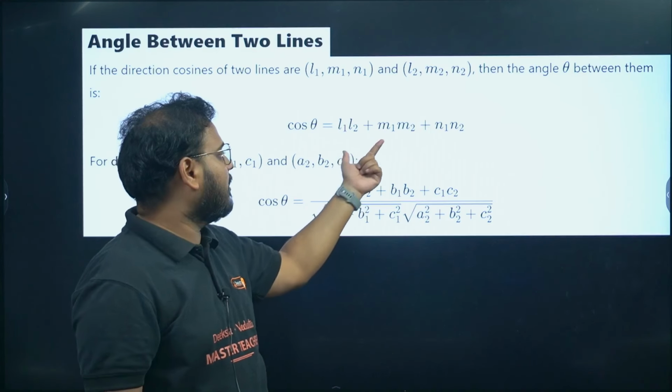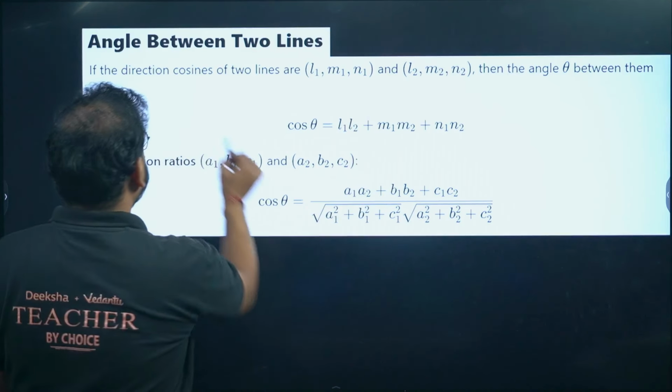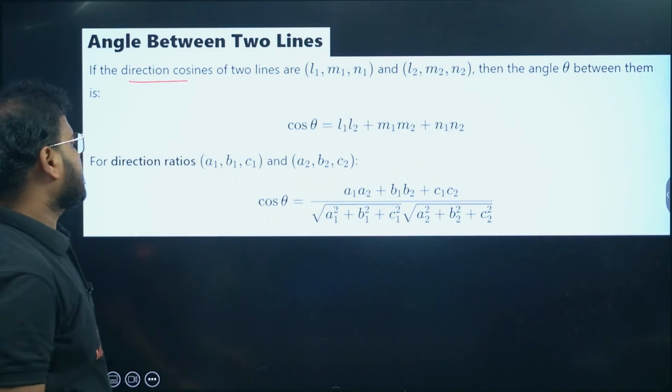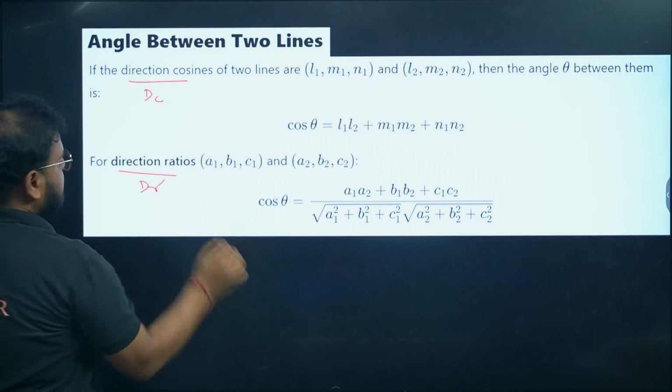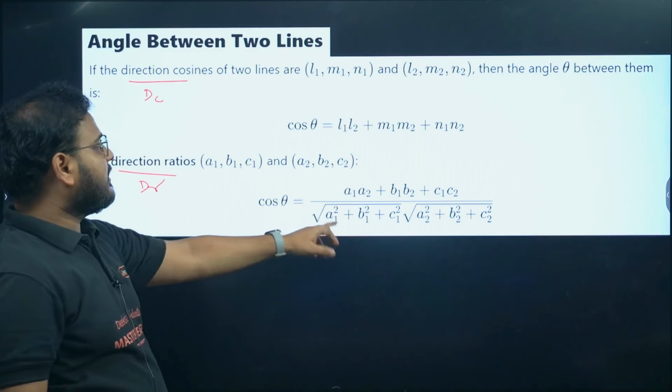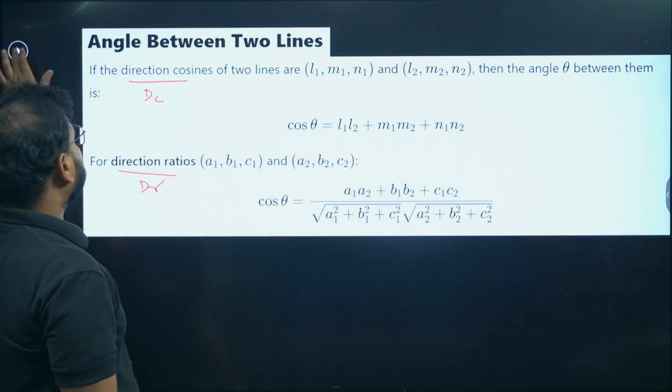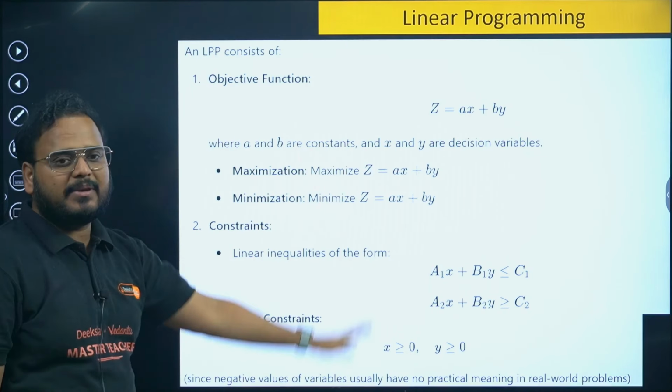The l1, l2, m1, m2, what are these? DCs, right, direction cosines. Now this is with the help of DRs. This is called DCs. This is called DRs. With the help of DRs and DCs, both have two different formulas. You can use that. Linear programming, some basic concepts are here.